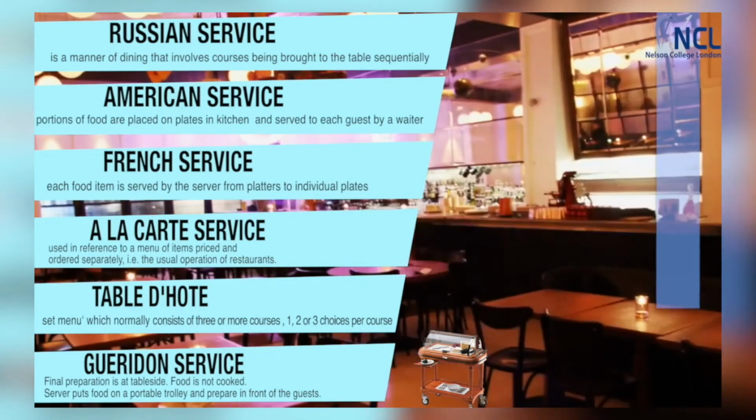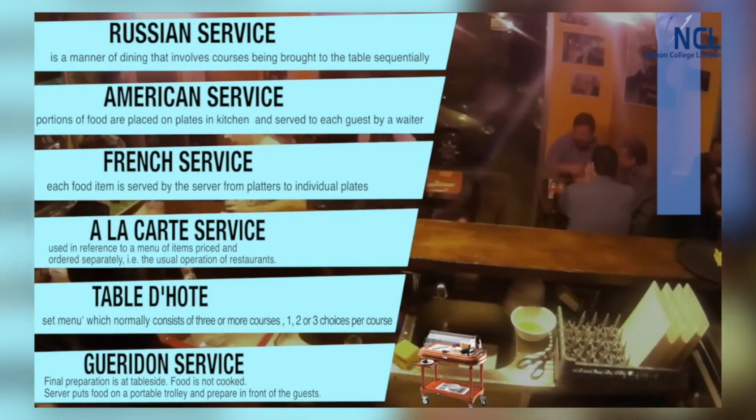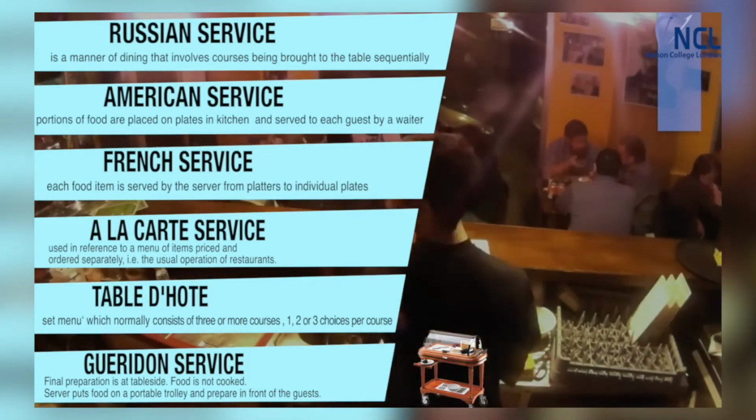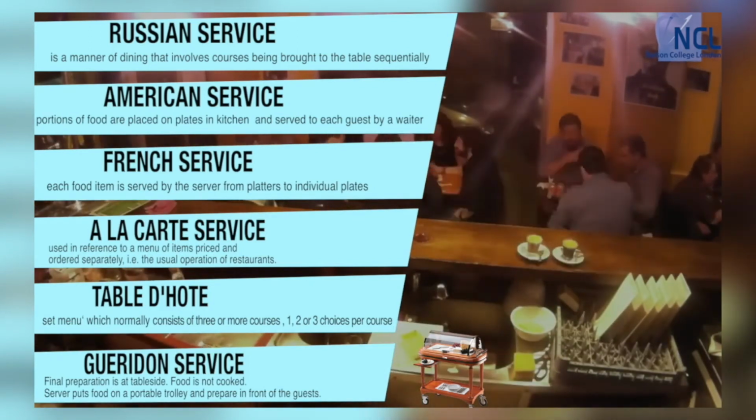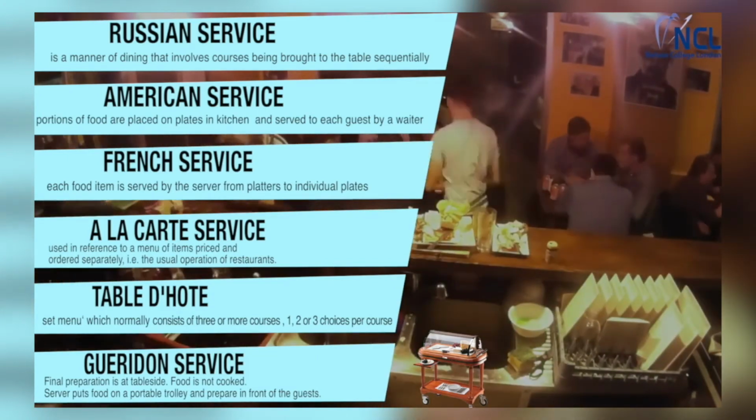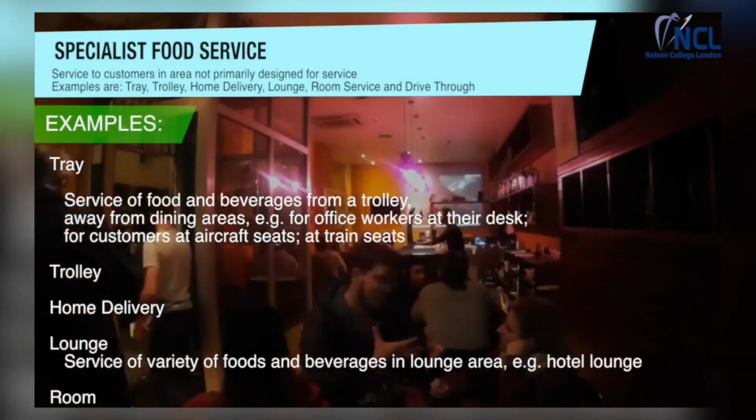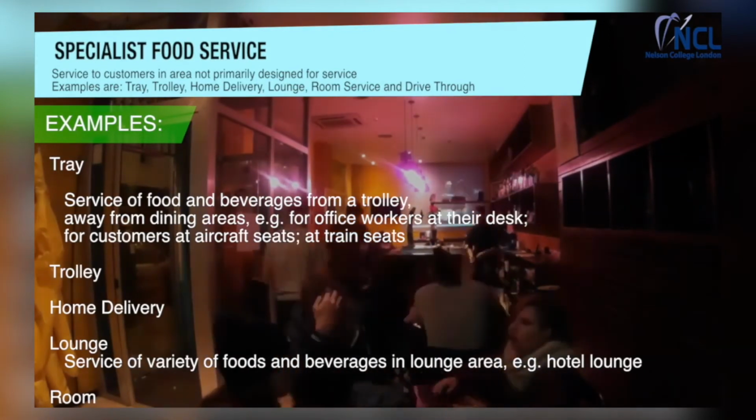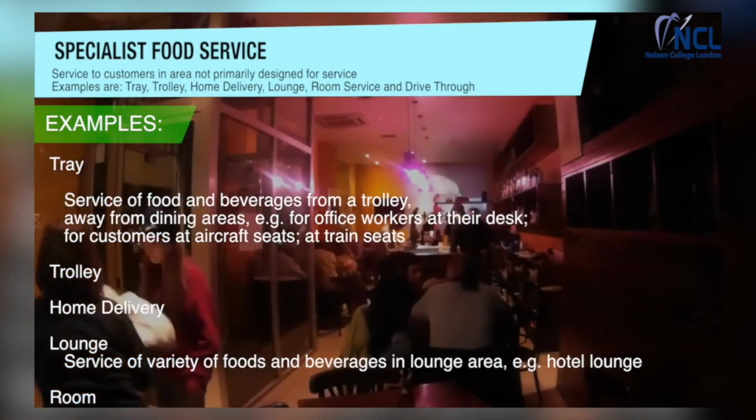Table d'hôte is a set menu which normally consists of 3 or more courses, with 1, 2, or 3 choices per course. With Gueridon service, the food is not cooked, but a final preparation is done at tableside. The server puts food on a portable trolley and prepares it in front of the guests. Specialist food service is where customers are served in an area not primarily designed for service. For example, tray, trolley, home delivery, lounge, room service, and drive-through.